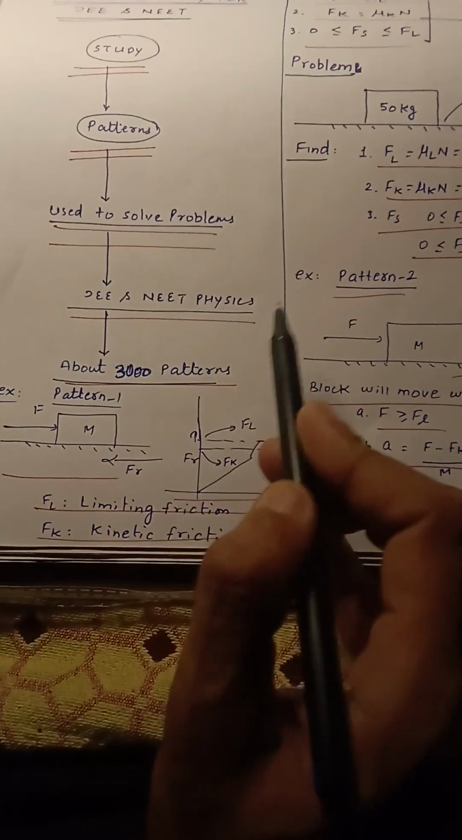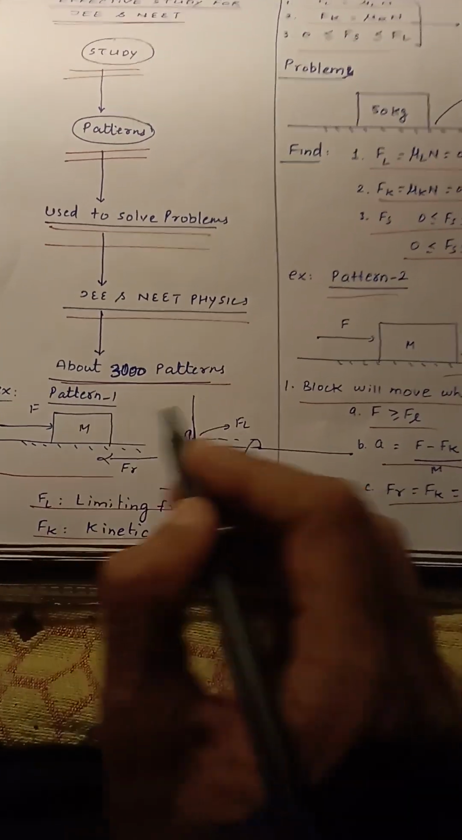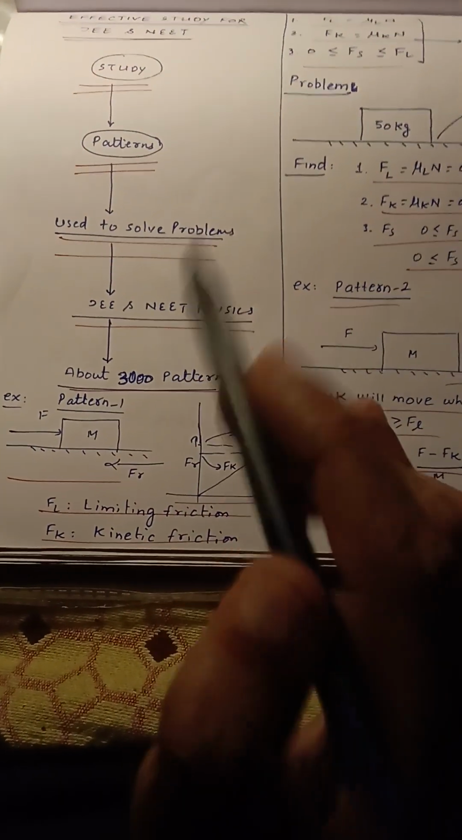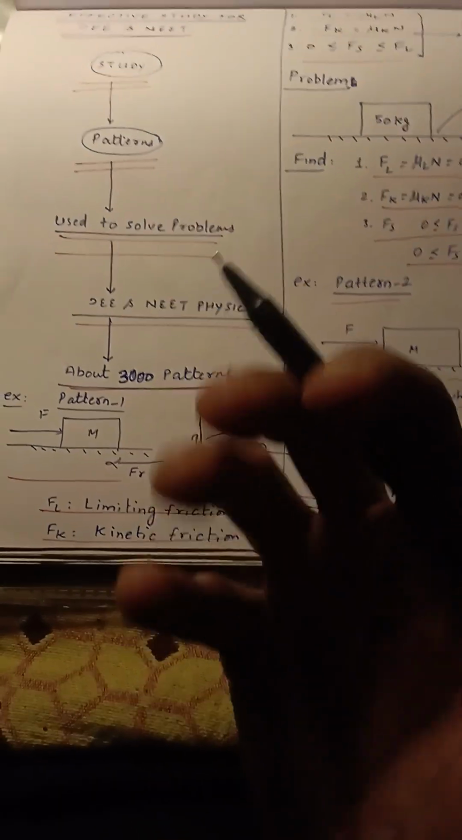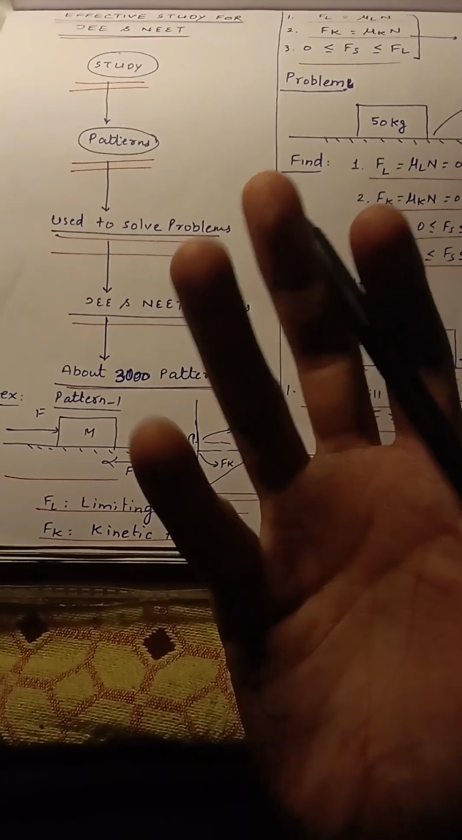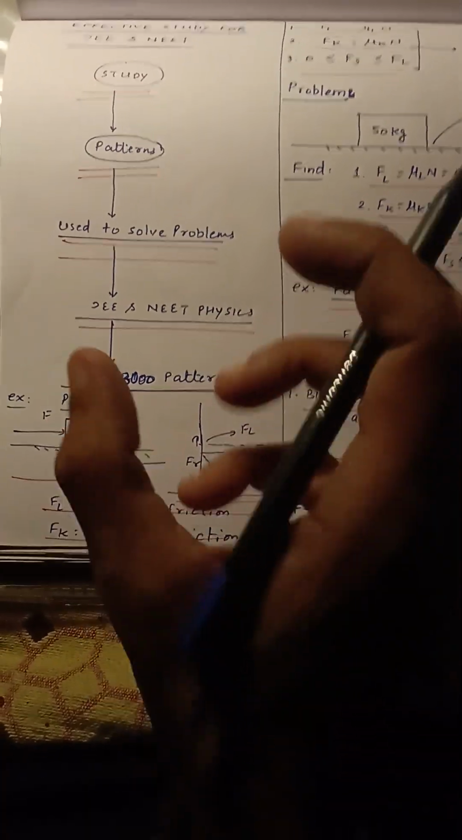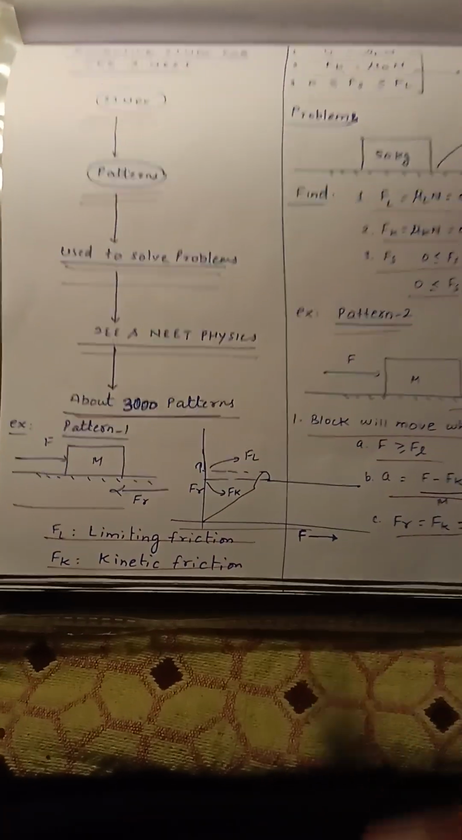And as far as JEE NEET physics is concerned, there are about 3000 patterns. So the entire game is of finding the patterns, learning them effectively through use of worksheets, through use of tests, through use of questions, and implementing them in your main exam. So let's see what actually is a pattern.